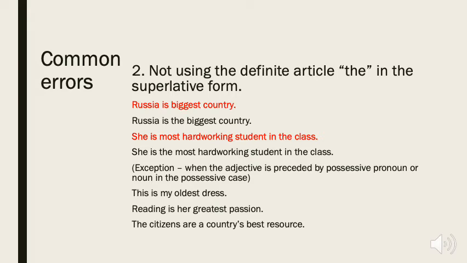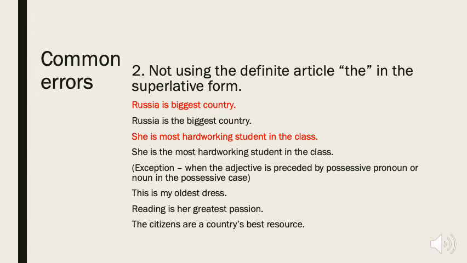Now this rule also has an exception. In the case of adjectives that are preceded by the possessive pronoun or the noun in the possessive case, we cannot actually use the definite article the. For example, when you say, this is my oldest dress, you'll notice the possessive pronoun my there. Because the adjective oldest is preceded by the possessive pronoun my, you do not use the definite article the in it. So this is my oldest dress. You do not say this is the my oldest dress or this is the oldest dress. No, that would be wrong. The correct way of saying that is this is my oldest dress.